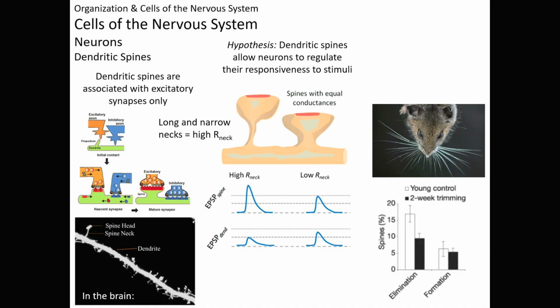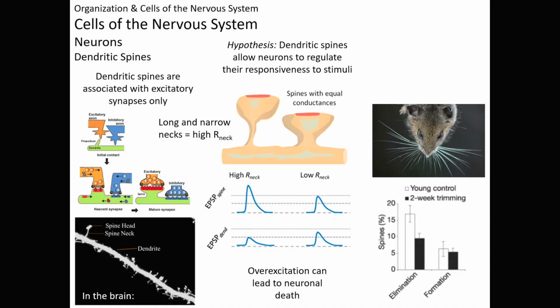We can see this in the other direction too. I won't show you any data for the sake of time, but it can work the other way too. If you could imagine lengthening the whiskers somehow, if you could double their length, you'd see the opposite. You would see spines getting eliminated a lot more, not forming so much. It goes both ways.